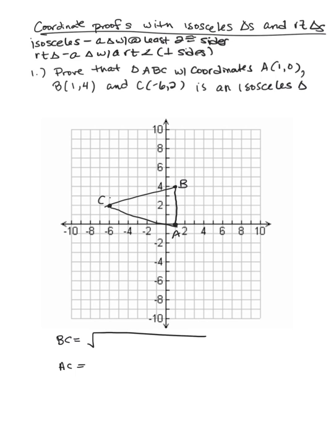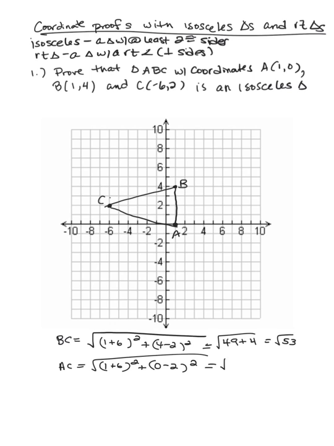For BC, I subtract the x's, so I have 1 minus -6 squared plus 4 minus 2 squared. So that's 7 squared, which is 49, plus 2 squared, which is 4. So that's the square root of 53. Now let's look at AC. For AC, I have 1 minus -6 squared and 0 minus 2 squared, which is the square root of 49 plus 4 again, square root of 53.